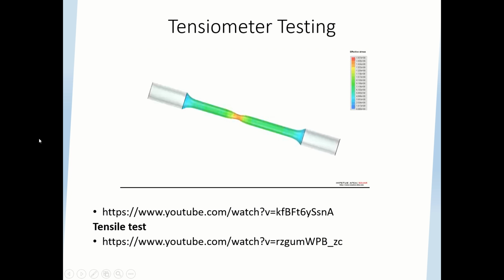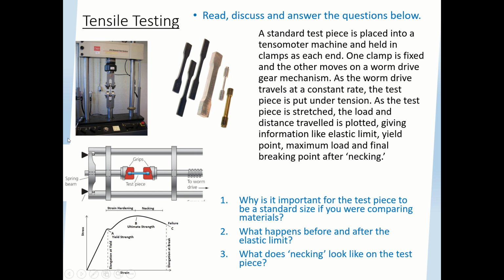So just some questions to think about on this. Why is it important for the test piece to be a standard size? Again, you've got to control that variable because a thicker piece would be stronger than a thinner piece. What happens before and after the elastic limit? Before the elastic limit, the material could stretch and then return. After the elastic limit, it would just snap. It would neck, get thinner, and then it would snap. Necking is where it narrows.